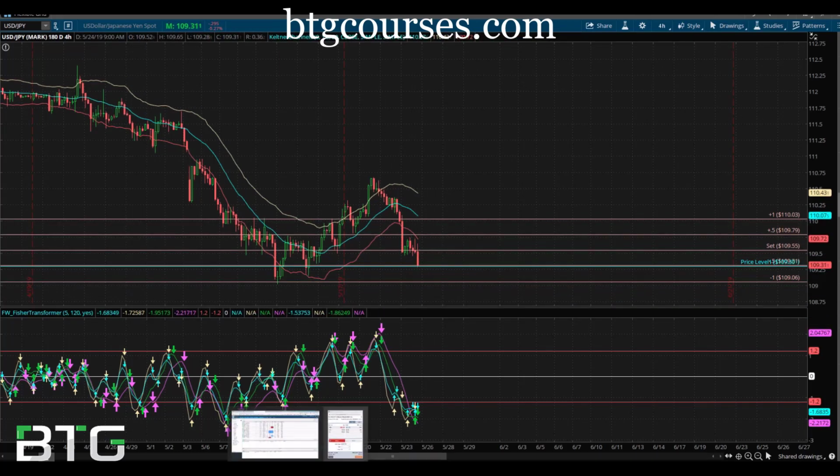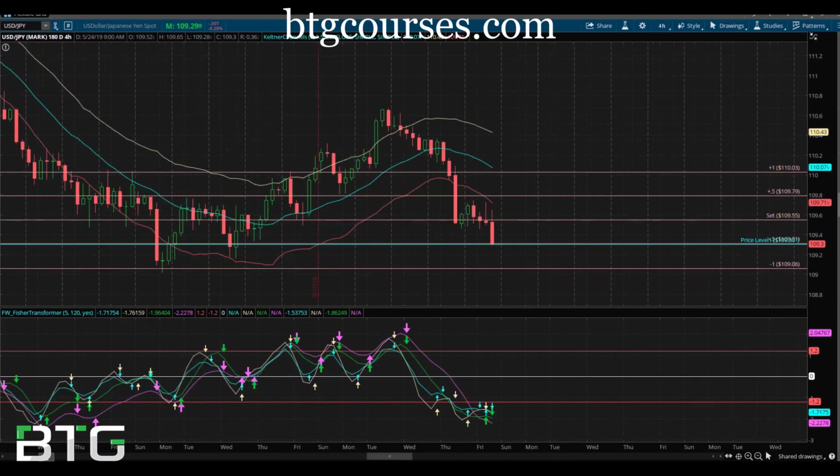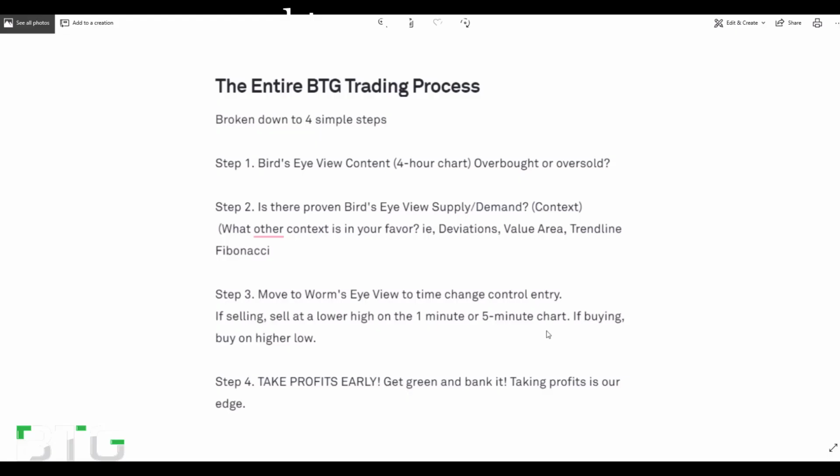That's pretty clear. The next step is that we can't just buy and sell every single overbought and oversold market we see. I wish it was that simple, and it's not, because things that are overbought can continue to stay overbought, and something that's oversold can continue to stay oversold. So here's the key, and here's where BTG charts come into play: we help you understand what's called context. Context is anything on the chart that we feel is giving us a subjective edge.